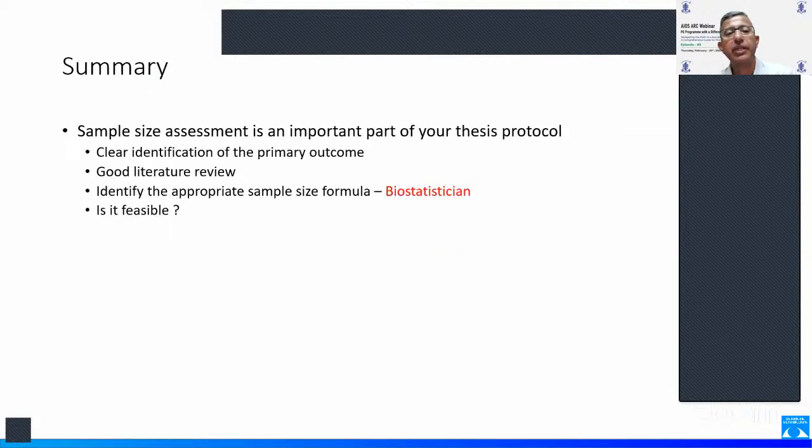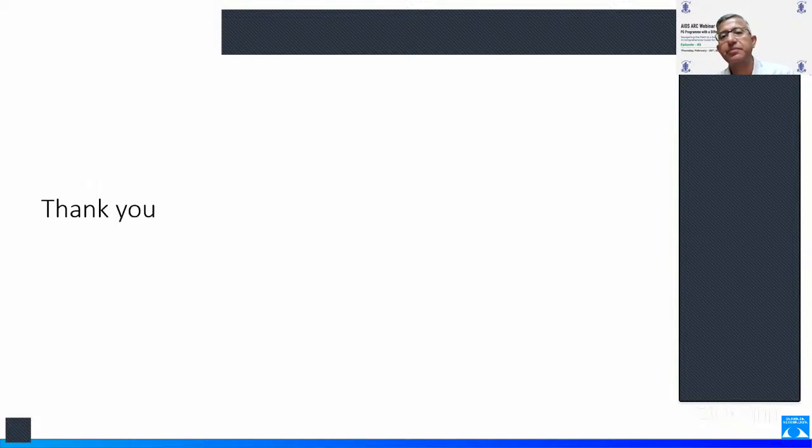To summarize, sample size assessment is an important part of your thesis protocol. You need to have a clear identification of your primary outcome, a good literature review, and use the biostatistician to help you identify the appropriate sample formula. And at the end of it, make sure that your study is feasible from other viewpoints before you go ahead and start it. Thank you.